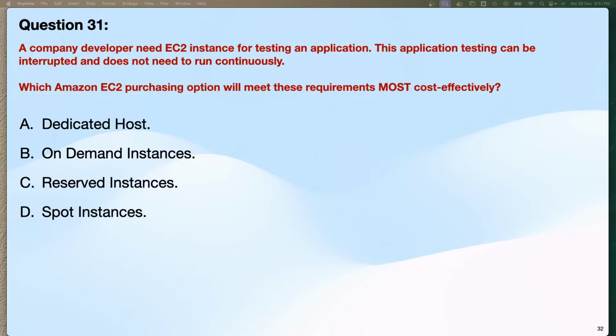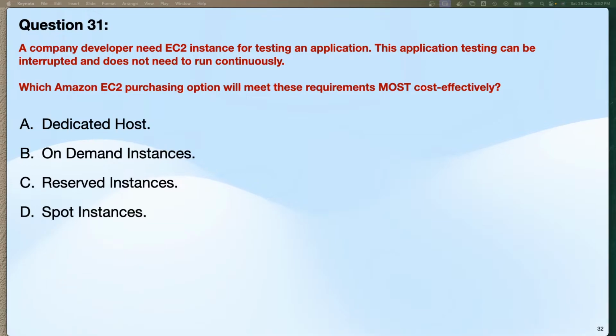Okay, coming back to the 31 options. Dedicated host we discussed, right? It's specific, it's high cost and it is meant for wherever we have software we want to install on a dedicated host, for licensing purposes. On demand is where you don't want to be interrupted, right? Reserved instances is where you have a commitment for 1 year or 3 years.